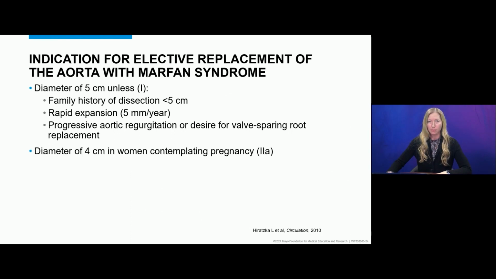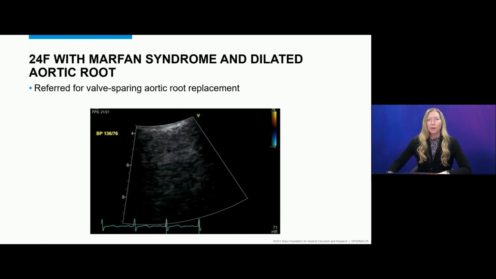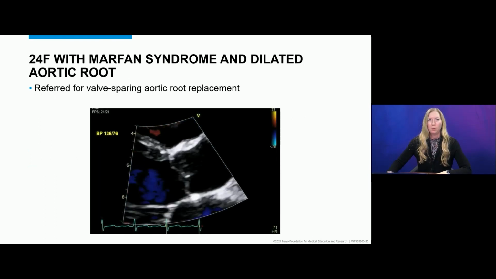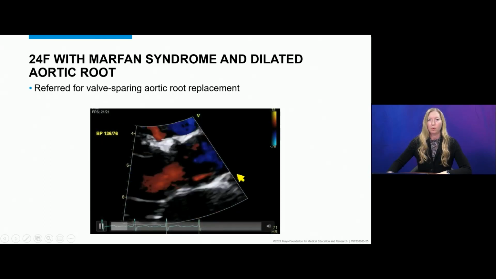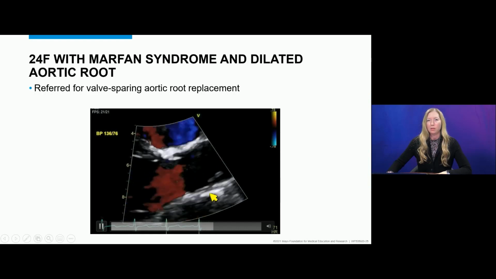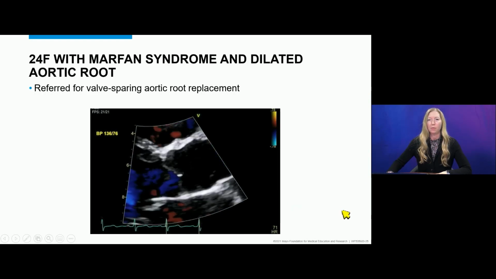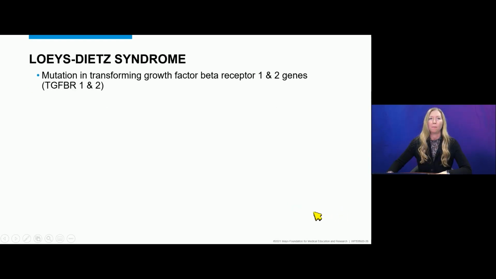In a woman who wants to have a pregnancy, we use 4 centimeters as our cutoff because pregnancy is a high-risk time for these women with Marfan syndrome. And then some institutions use cross-sectional area divided by height. So our patient was referred for surgery, and she did very well. She had a valve-sparing operation, and this echo was performed relatively recently. She's now, I think, 6 years out from her valve-sparing operation and doing well.